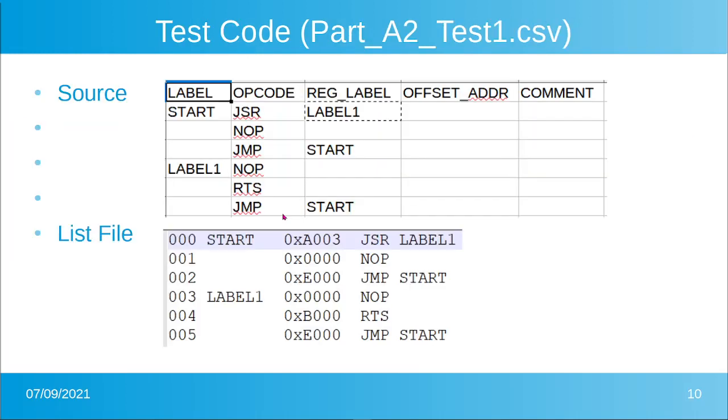Our test code is going to be fairly simple. The first line will be a JSR to label 1, and it'll execute a no op, and then it should do an RTS, which should return to the next address, and then it'll do a jump back to start. So that did compile correctly. The assembler supports these two instructions.